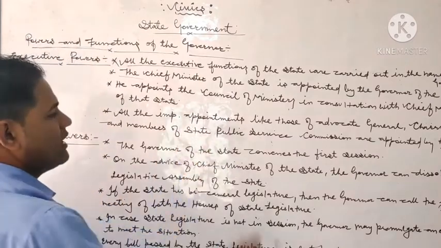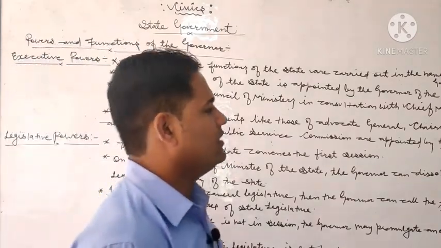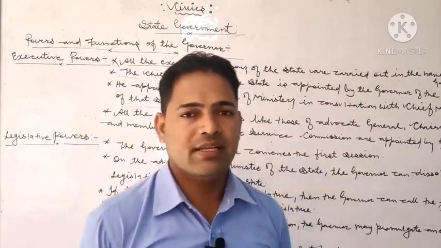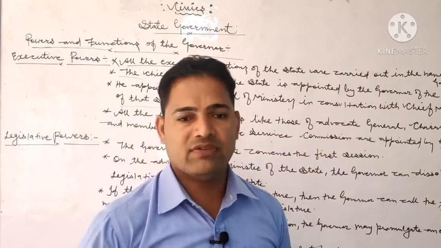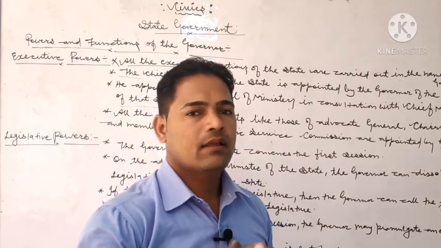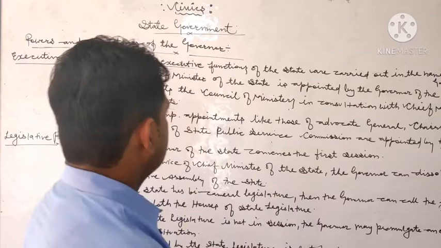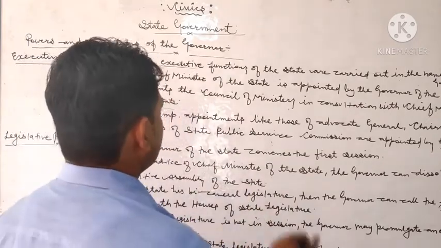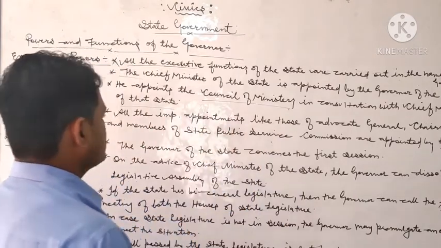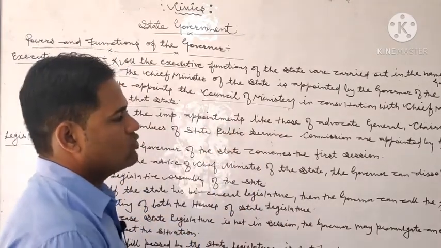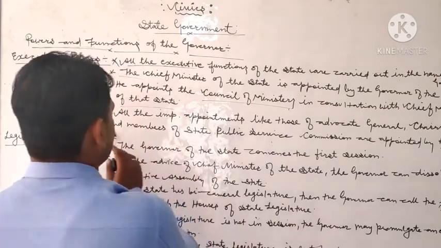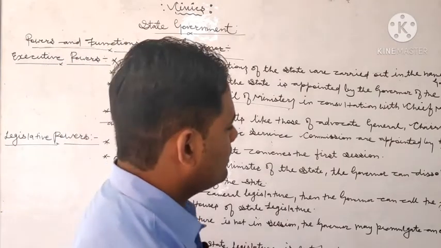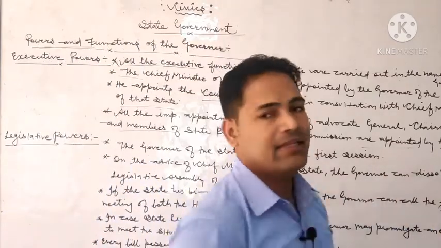Number three, he appoints the council of ministers in consultation with the chief minister of the state, as to whom he should appoint as ministers. The governor first decides all these things with the chief minister. Next, all the important appointments, like those of the advocate general, the chairman and the members of the state public service commission, are also done by the governor.